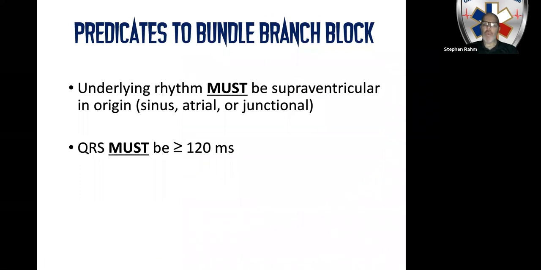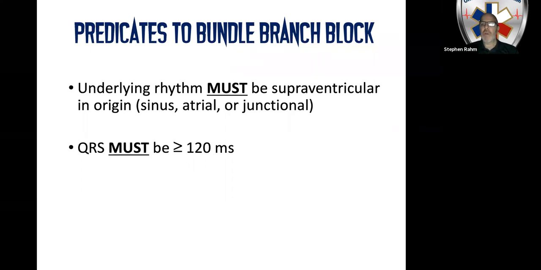So before you can even entertain the notion that you're looking at a bundle branch block on an ECG tracing, there must be two prerequisites, so to speak, that must be met. Number one, the underlying rhythm must be of an origin above the ventricles. It must be supraventricular, and it could be a sinus rhythm, could be an atrial rhythm, like an ectopic atrial tachycardia, or it could be a junctional rhythm. It just has to originate above the level of the ventricles.